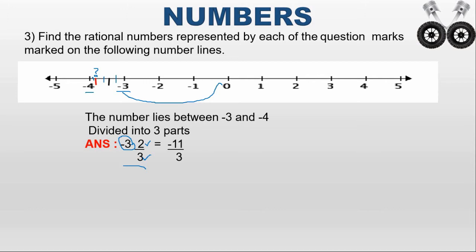So now you have to convert the mixed fraction into an improper fraction. That means you have to multiply 3 into 3, that is 9. 9 is added to 2. So 9 plus 2, 11. So 11 by 3. What is the sign given here? It is the negative sign. You have to put the negative sign. So the answer is -11 by 3.